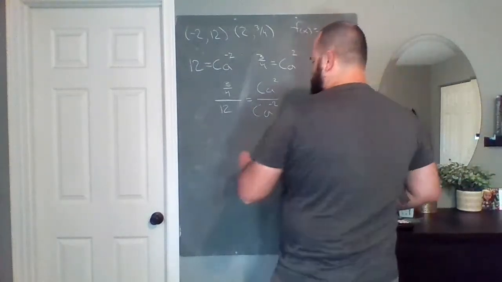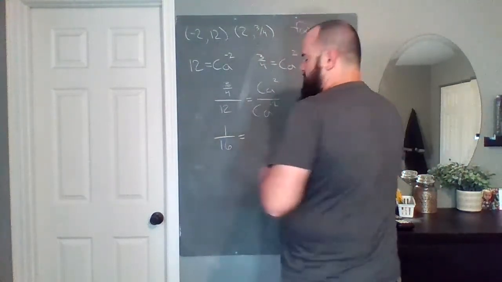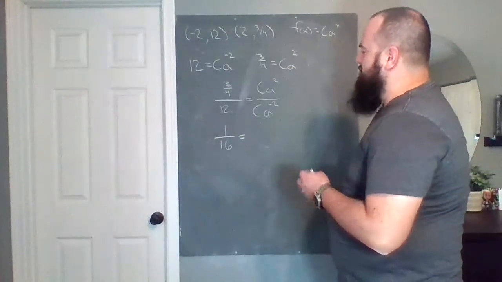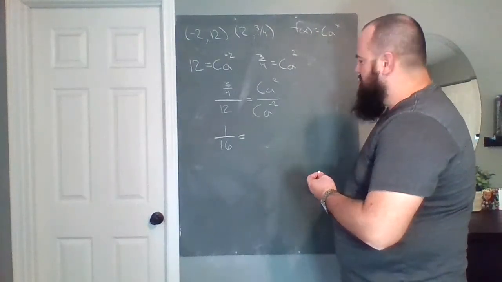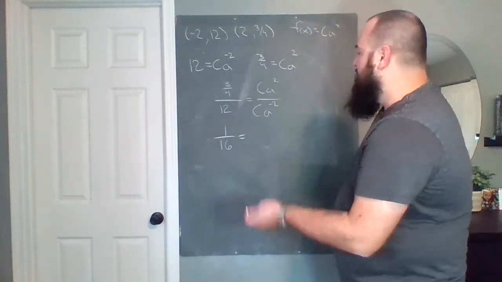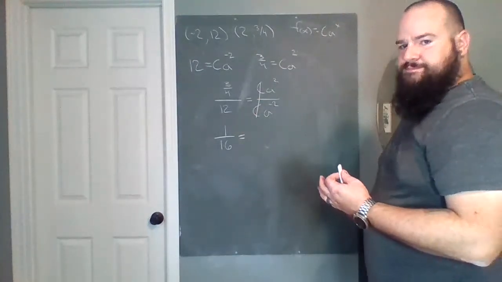Gives us 1/16. Don't ask me why that took so long. I just hit wrong buttons. And then what happens on that right-hand side? Well, I've got c times this a thing and c times this a thing. So those c's cancel each other out.